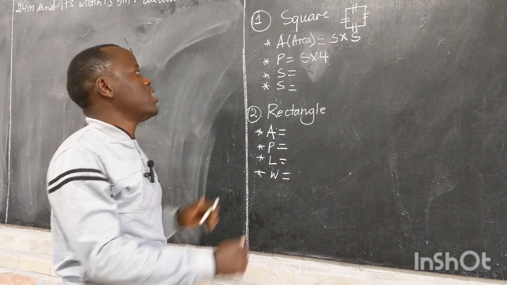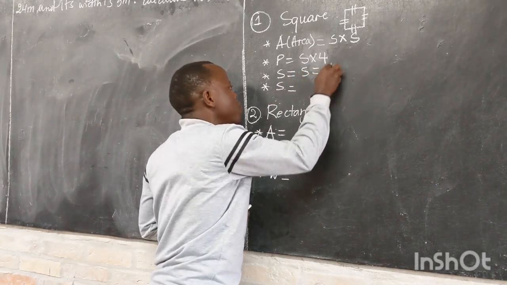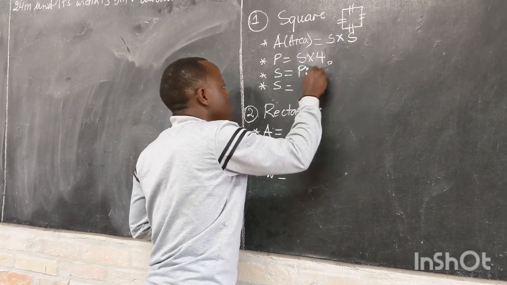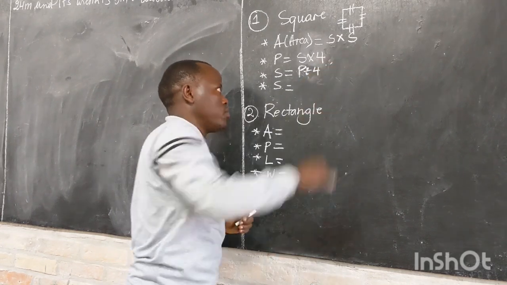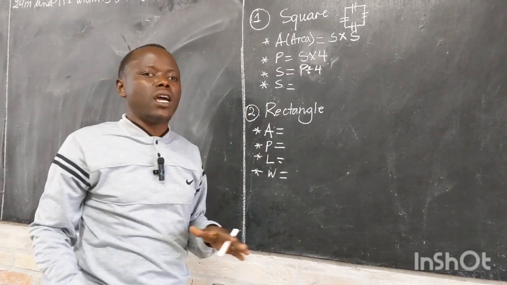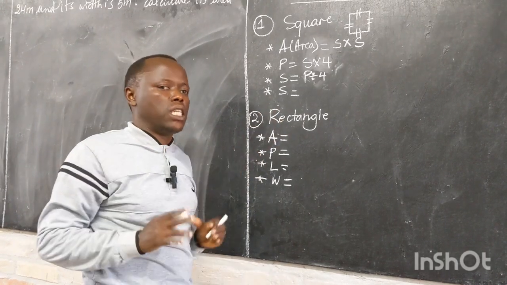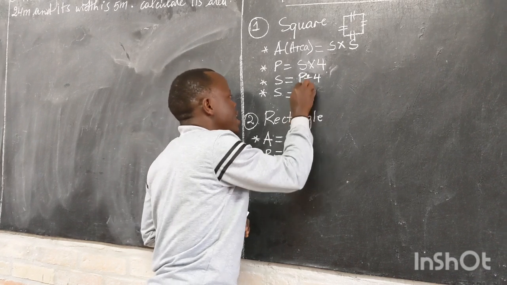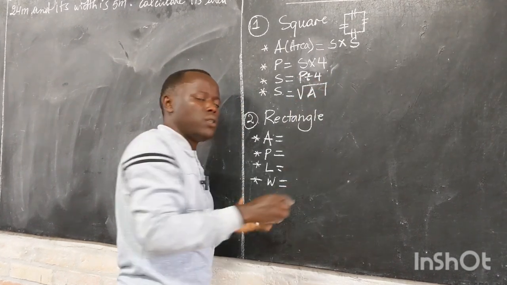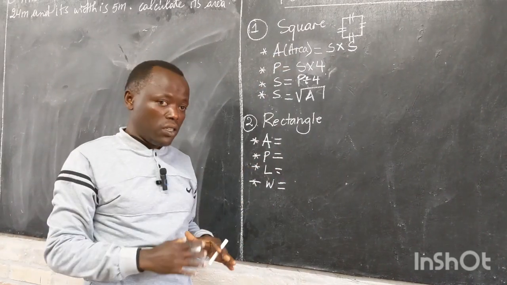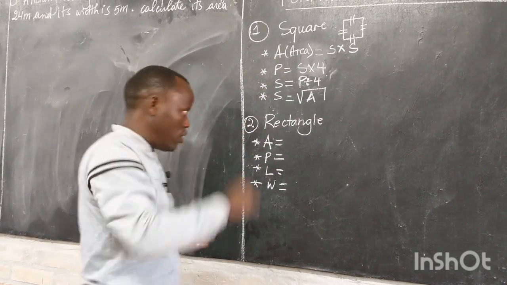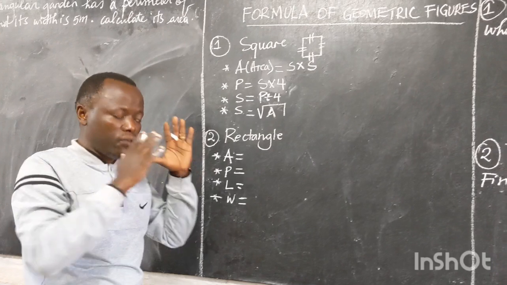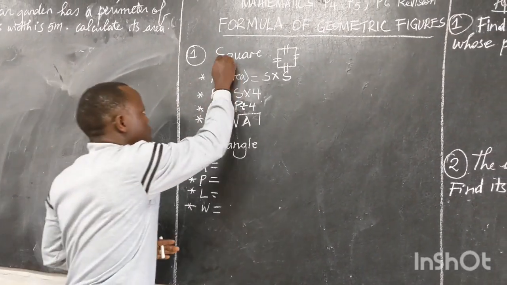And we are also going to find a side. Side is equal to perimeter divided by 4. But for the side of a square, we have 2 different ways of finding it, where we say also that side is equal to square root of area. And we will apply all those formulas in different examples that we have been given there. So those are the main important formulas that we can talk about for this square.